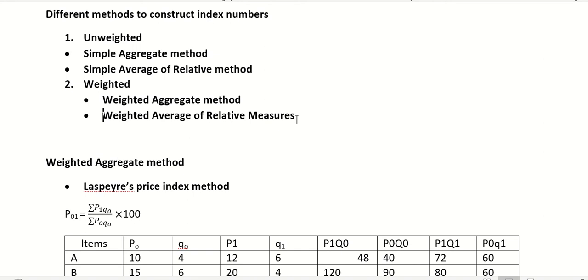For this weighted average of relative measures, we need to use log tables, right? So I request everyone to keep a log table with you so that you can easily see the table. You can go to Google and type log table PDF. There would be a number of files available for that, right? So please keep a log table with you. Okay. So we are starting now with weighted average of relative measures.